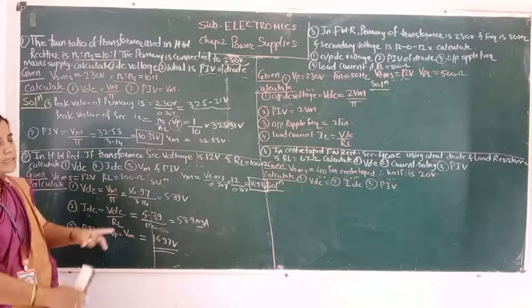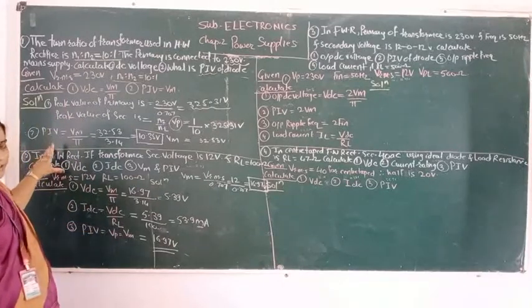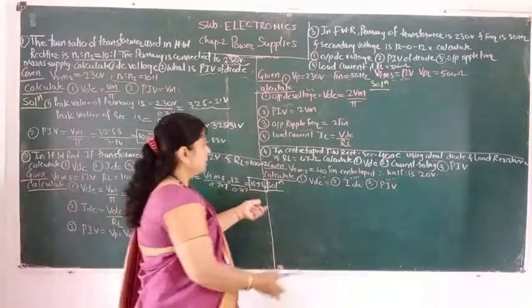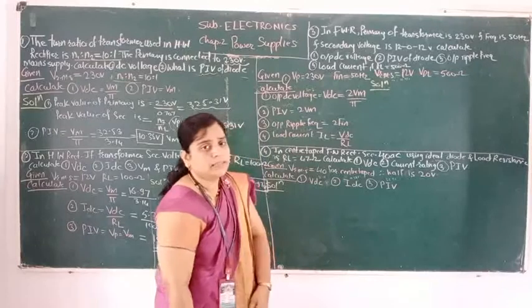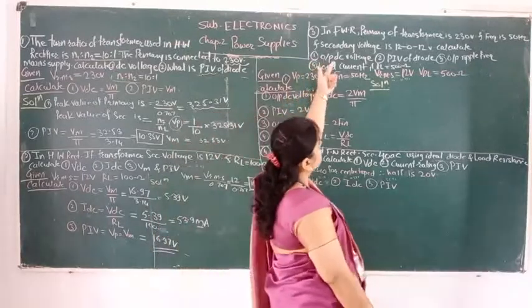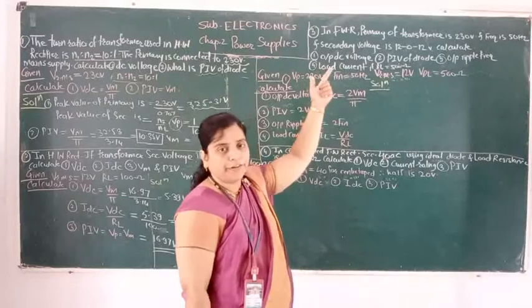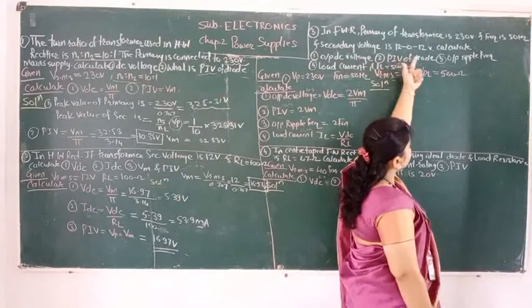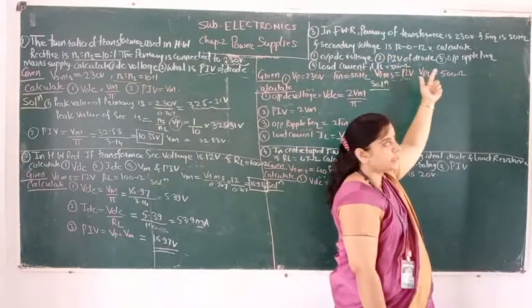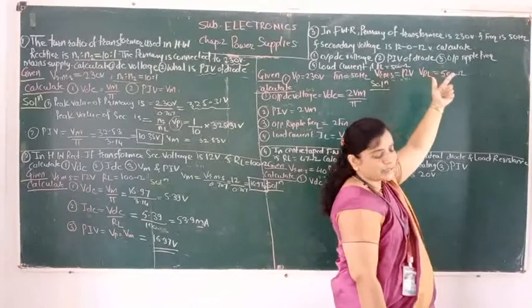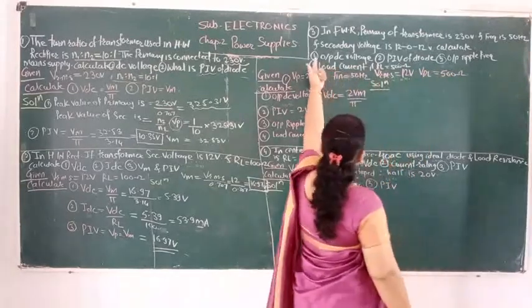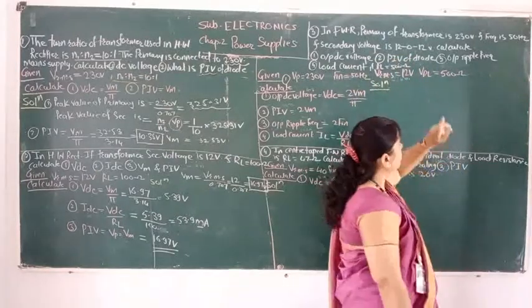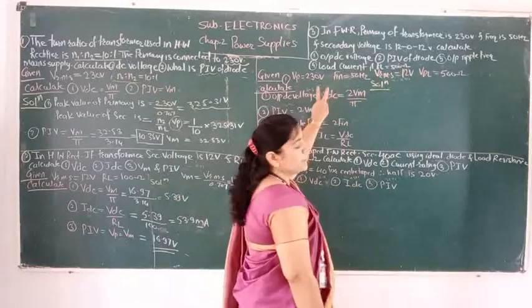Do all of you understand this? These are two examples for half wave rectifier and the next two examples are for full wave rectifier. Now we will come here. In the third example, it is FWR, full wave rectifier. The primary of the transformer is 230 volt, the frequency is 50 hertz, and the secondary voltage is 12 volt. Calculate.